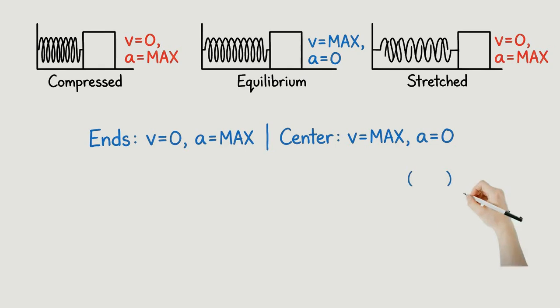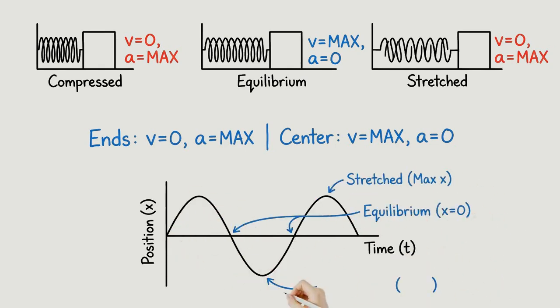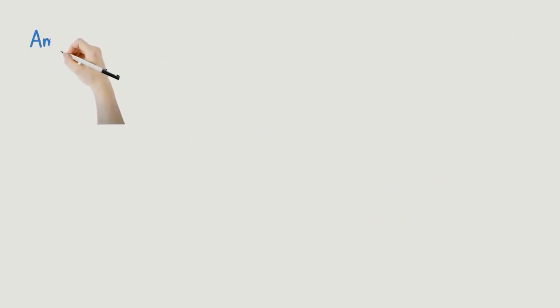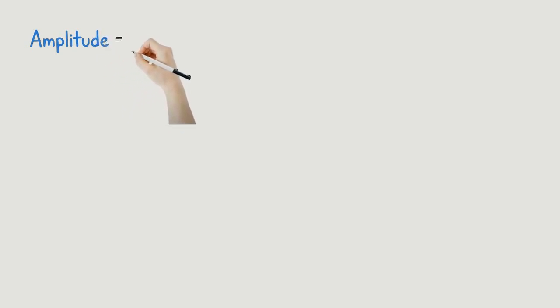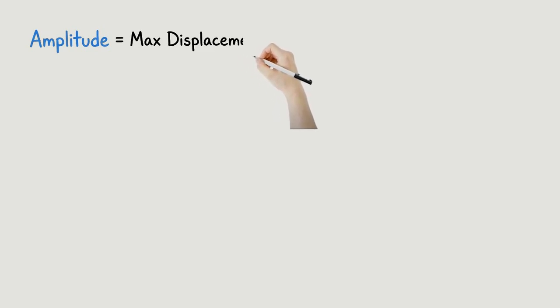Over time, the position of an object in simple harmonic motion traces out a smooth sine or cosine curve. The displacement repeats perfectly with a fixed maximum value called the amplitude. One complete cycle takes a fixed time called the period. The motion is smooth because the restoring pull increases gradually as the object moves away from equilibrium.